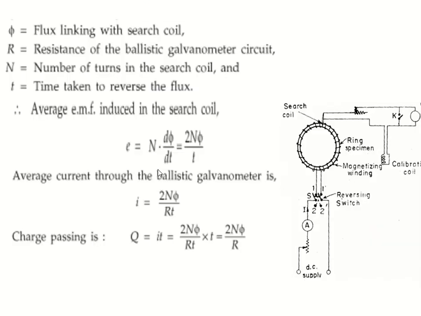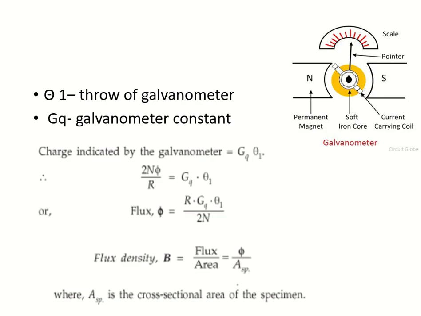Are you remembering this equation? That is the flux, found out by R G Q theta 1 by n. This is from our previous lecture, so just go through that lecture, on finding the flux density of a ring specimen using a ballistic galvanometer. Once you get the throw of the galvanometer, throw means angle of deflection, you can find the flux by the equation R G Q theta 1 by 2n.